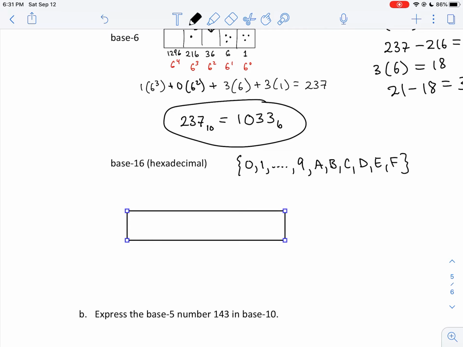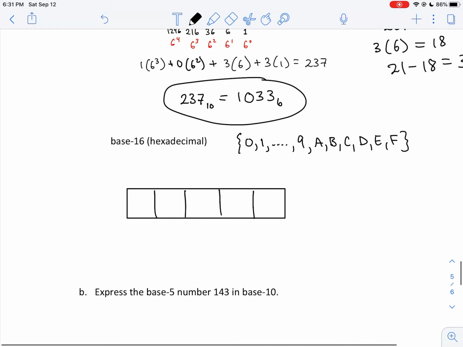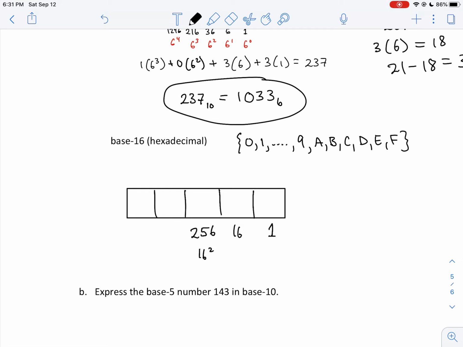Okay, let's make a little rectangle and just see how many boxes we're going to need here. These are the ones, or the 16 to the 0, which is the same thing as 1. Then this box here represents how many 16s we have. And the next box is how many 16 16s. 16 16s is 256. This is 16 squared, in other words. And then we would have 16 cubed and 16 to the 4. So these boxes get pretty high pretty fast.